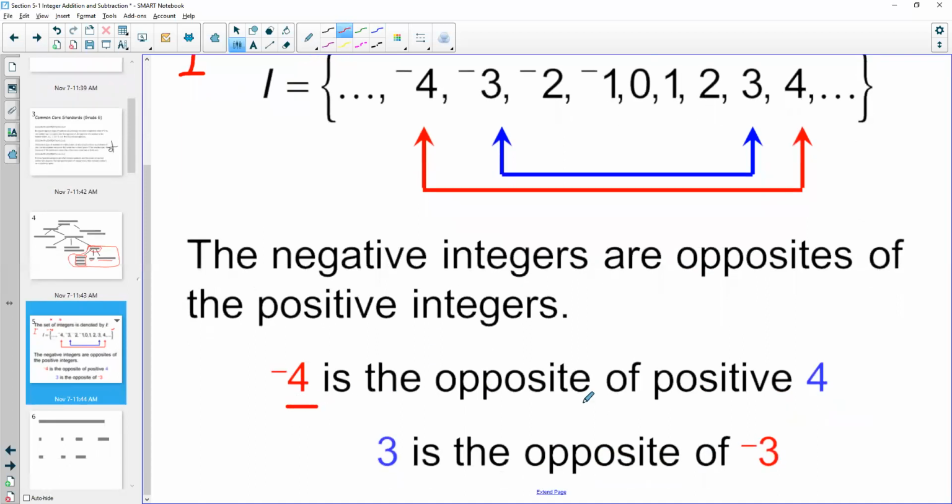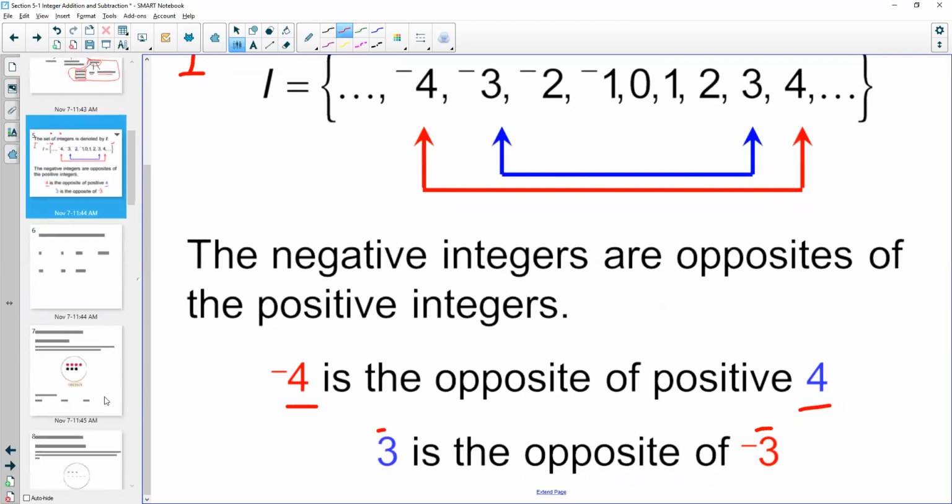Negative numbers are the opposite of positive numbers. -4, for example, is the opposite of 4. +3, for example, is the opposite of -3. Pretty straightforward. This is stuff you know, but for younger kids, this is like, wait, what? It sort of blows their minds.